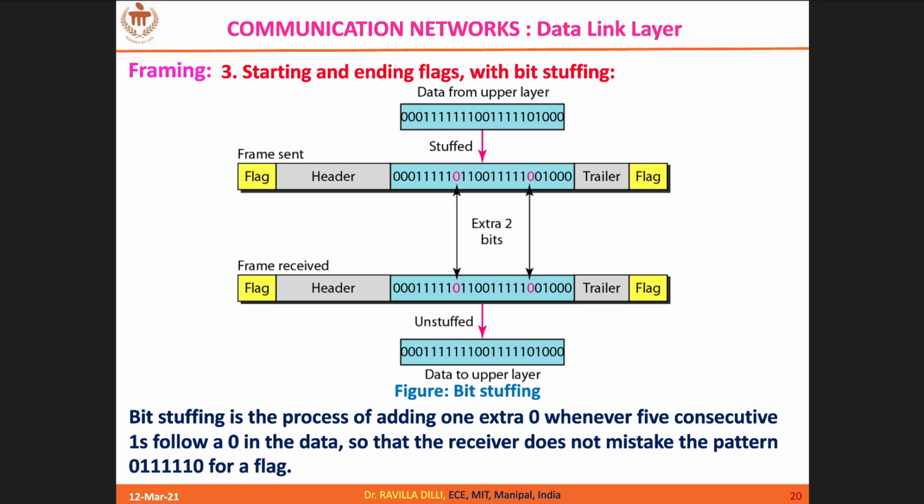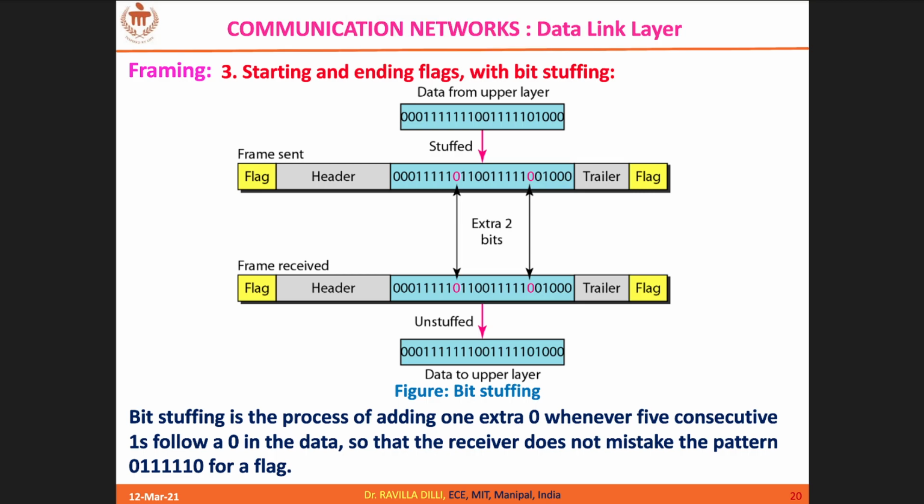The regular flag pattern, 01111110, indicates the beginning and end of the frames, and you don't disturb it. You maintain it as it is, as the flag byte that indicates the beginning and end of the frame. But if the same pattern is encountered in the user's data, which comes from the higher layer, then after 5 continuous ones, you insert a 0. You stuff an extra bit, which is 0, after continuous 5 ones.